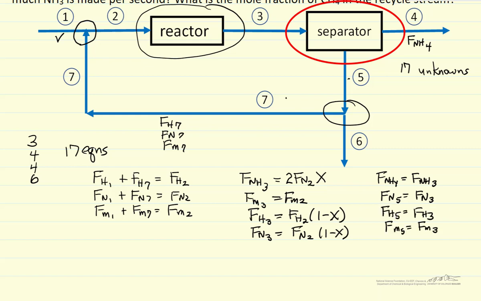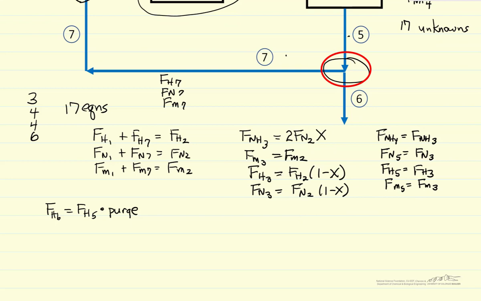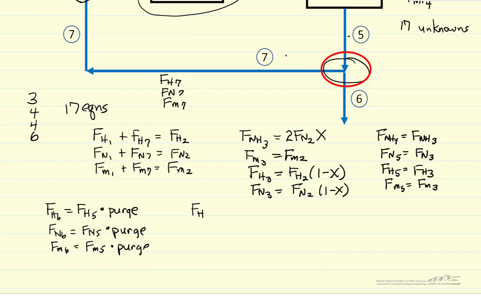And so finally we have the balances around the splitting point, and I'll just use the word purge to indicate the fraction of stream 5 that ends up in stream 6. So the fraction purge times the flow rate of 5 is flow rate of 6. And we have the equivalent equations for nitrogen and methane. And then finally we have the flow rate of hydrogen at 7 is equal to the flow rate of hydrogen at 5 times 1 minus the fraction that's the purge. And likewise the two equations for nitrogen and methane.